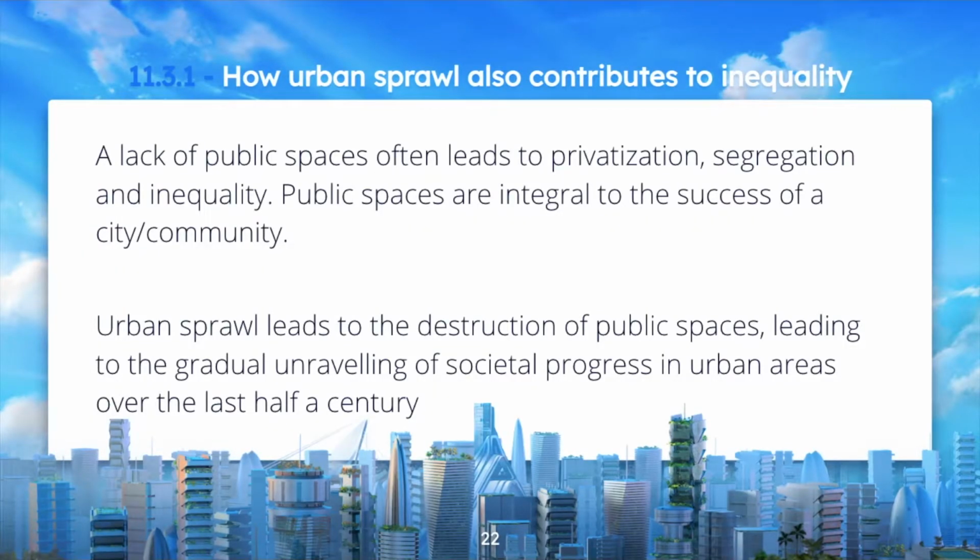So, how does urban sprawl contribute to inequality? Because it does. A lack of public spaces often leads to privatization, so services becoming private, which often leads to segregation and inequality. Public spaces are integral to the success of a city and community, and without them, and with them being privatized instead of public things, it can really be to the detriment of the community. And this detriment may or may not undo societal progress in urban areas. So the government's been working hard to make things more public. There's things like public healthcare and public resources, but with privatization, this is kind of unraveled.